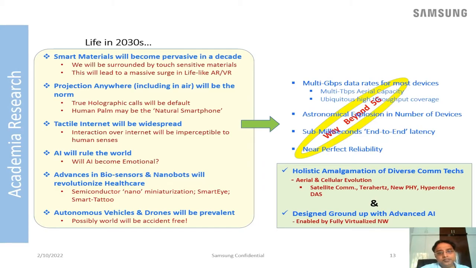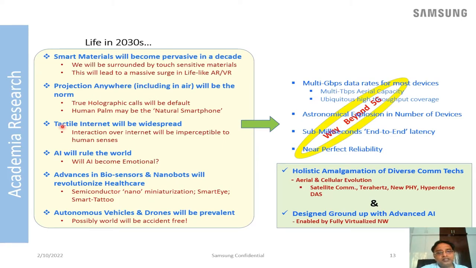All right, so there's another way to look at it. If we just forget 6G or beyond 5G for a moment, we just look at what is really going to happen in the next 10 years. We look at smart materials that would in a way fuel the AR and VR, because we will be surrounded by touch sensitive materials, and this would lead to a massive surge in lifelike virtual reality and augmented reality. We could be able to project anywhere, including in air, and that would mean that true holographic calls would become a need, and the human palm may actually become a natural smartphone.